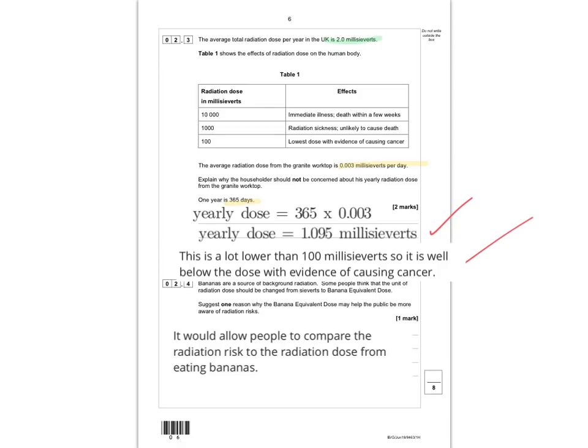The key thing here is to talk about the radiation risk and how they compare that. Most answers I've marked on this question haven't been specific enough in talking about radiation risk, allowing people to make that judgment by comparing it to the risk of radiation dose from eating bananas. That brings us to the end of the question, so please give yourself a mark out of 8, and then we'll get ready to move on to question 3.